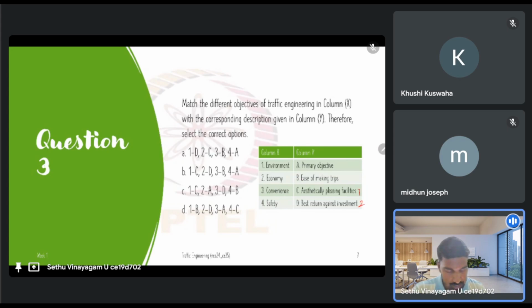Third is convenience. So convenience is, as you can see, the ease of making trips, right? So how easy or difficult it is to make the trip, so that affects the convenience aspect of the objective.